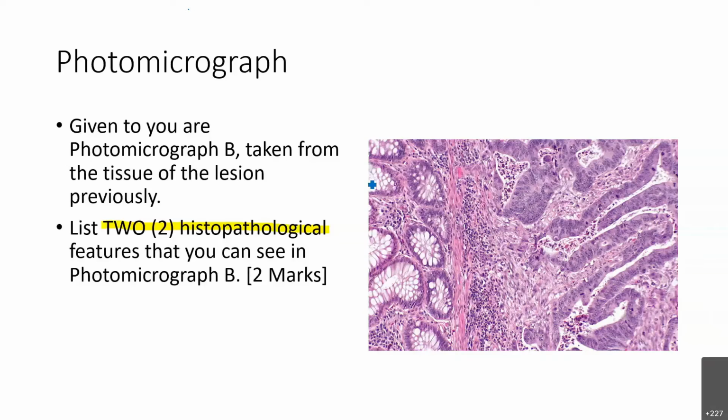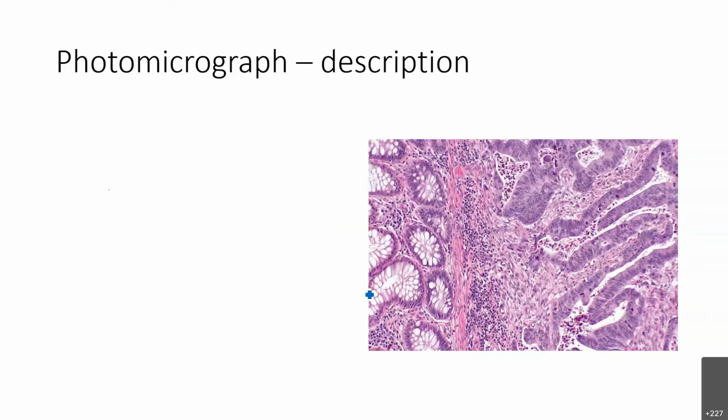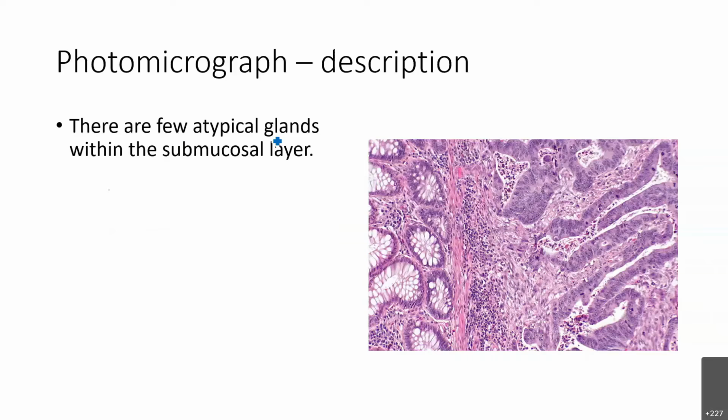All right, let's see the answer. Number 1, there are a few atypical glands within the submucosal layer. How did I know that this is the submucosal layer? Let me change the color first. You can see that this part is the mucosa, and the rest of it should be the submucosa.